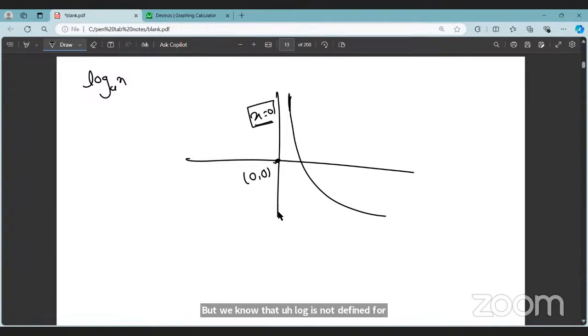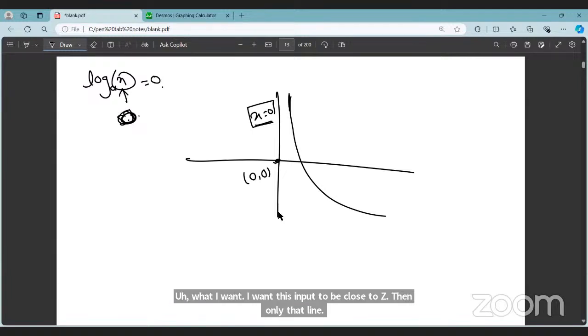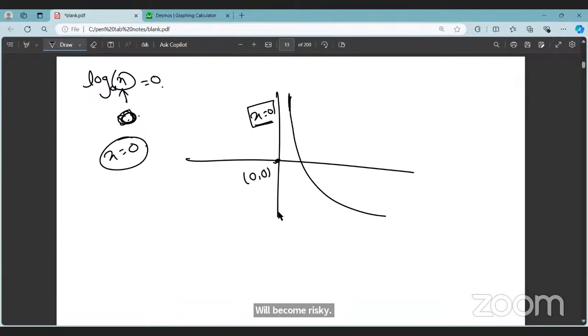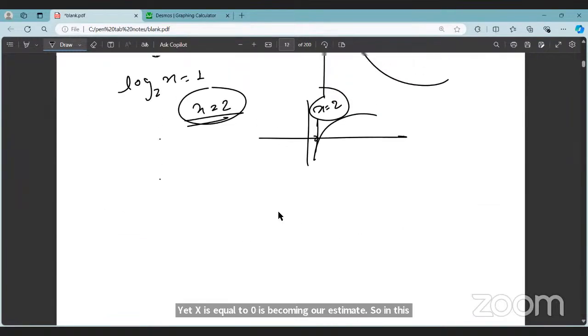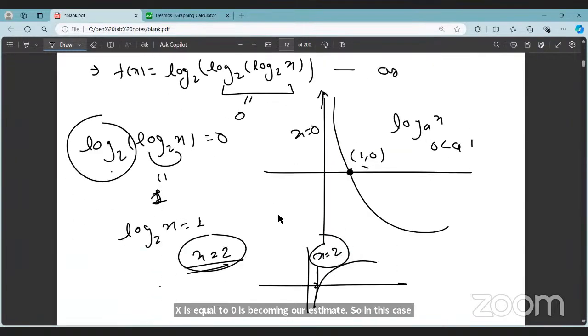Yes, ma'am. In some sense, we want this input to be such that it equals 0. Then only that line will become our asymptote. Yes, here x equals 0 is becoming our asymptote. So in this case, what is happening? If you take x equal to 2, then this input bracket is becoming 0. So that's why x equal to 2 will be the asymptote.